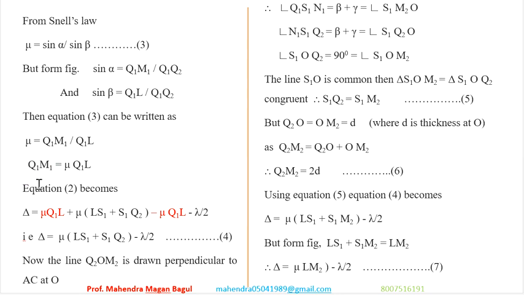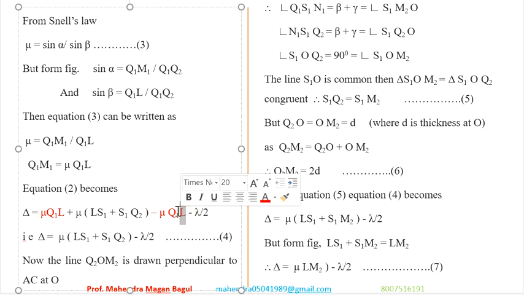By putting this value in equation number 2, it can be written as del is equal to mu Q1L plus mu into bracket LS1 plus S1Q2, minus mu Q1L, plus lambda by 2. The terms shown in red color are similar; one is positive, another is negative. Therefore, they cancel each other. The remaining terms are del equal to mu into bracket LS1 plus S1Q2, plus lambda by 2.